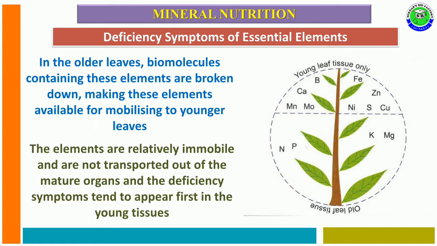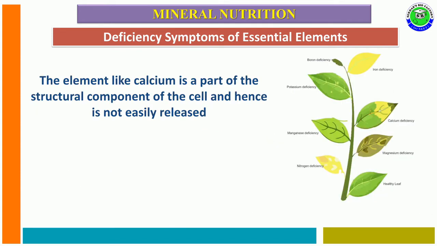The elements which are relatively immobile are not transported out from mature organs, and the deficiency symptoms of these elements first appear in young tissues, because the immobile elements are present in the structure of various components. It is not possible to mobilize them, so their deficiency symptoms are first seen in younger leaves or younger tissues. Example, an element like calcium.